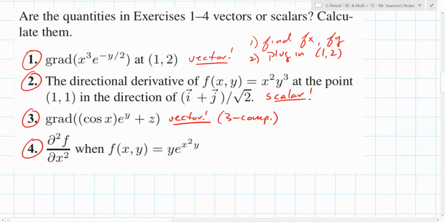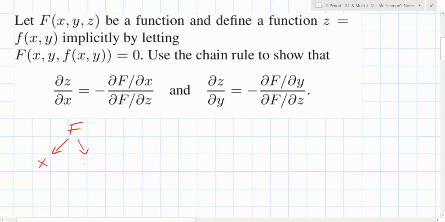And for 4, what is it asking you to find? The second order derivative. Is that going to be a scalar or a vector? It's going to be a scalar. Well, is it going to be a numeric scalar? No, it doesn't give us a point, so you can expect to have x, y, and or z in there. Do you understand the process for each of these?